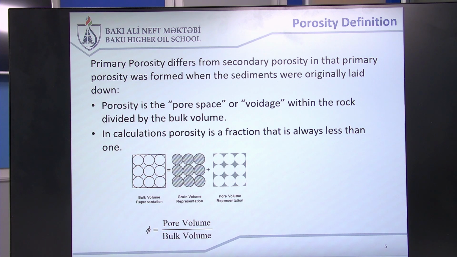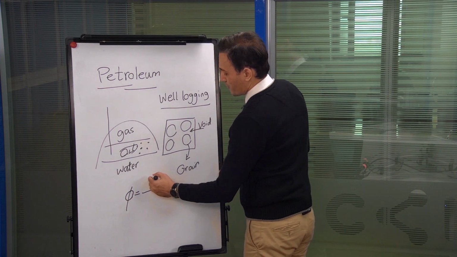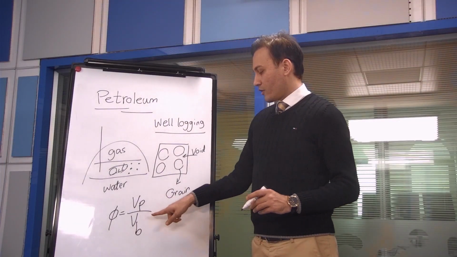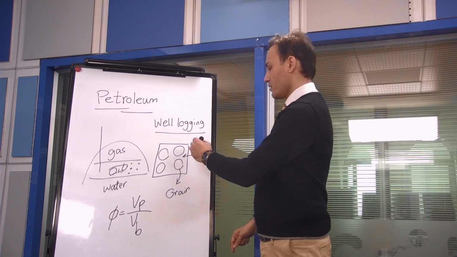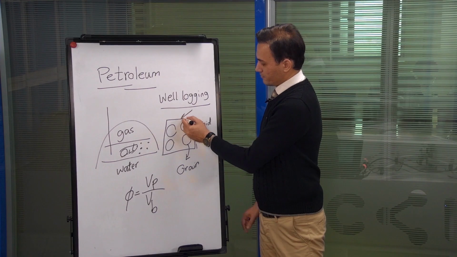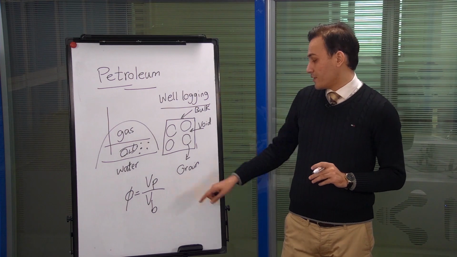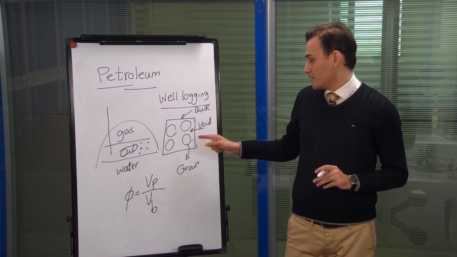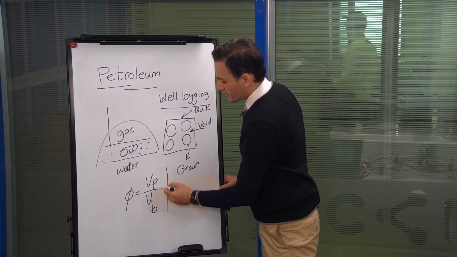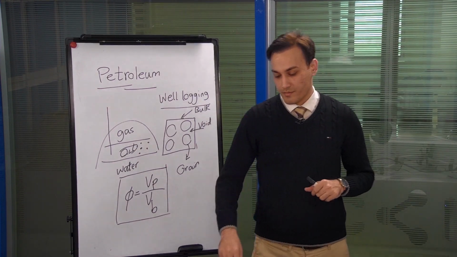The formula for porosity is equivalent to the pore volume, shown as Vp, over the bulk volume. If I want to show this pore volume and bulk volume here, bulk volume is the gross volume, the total volume that we have here, and the pore volume or void volume is the volume of the free space that we have here. So porosity is defined mathematically as a ratio of pore volume over the bulk volume.